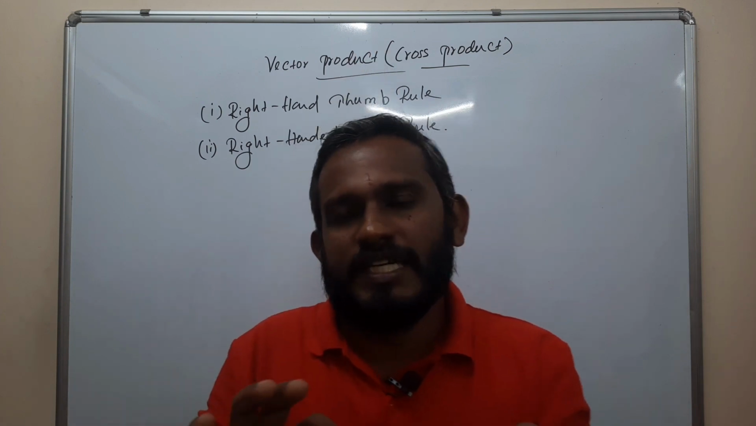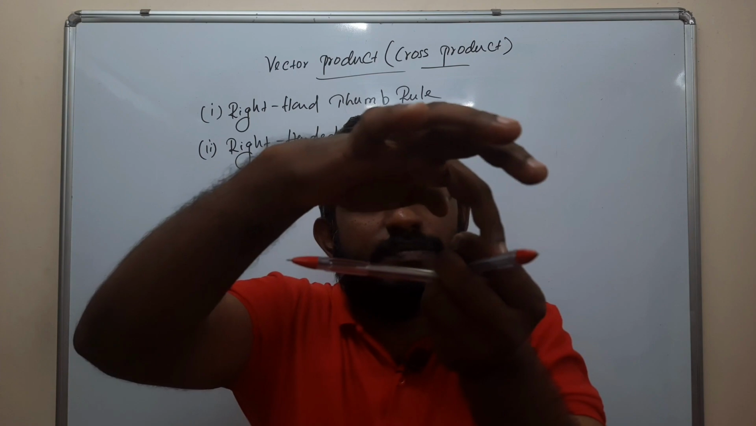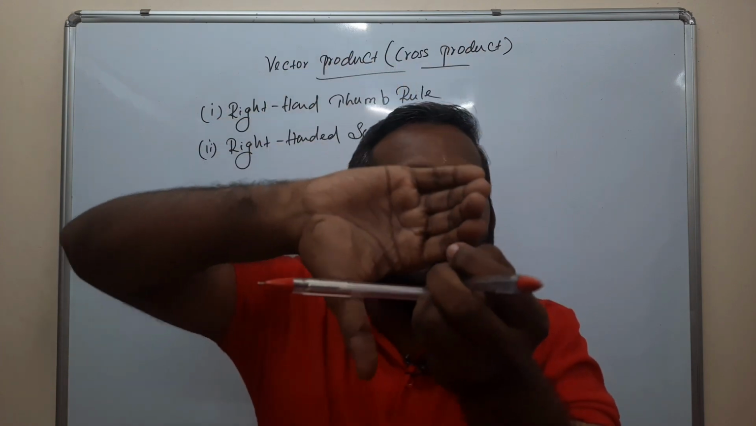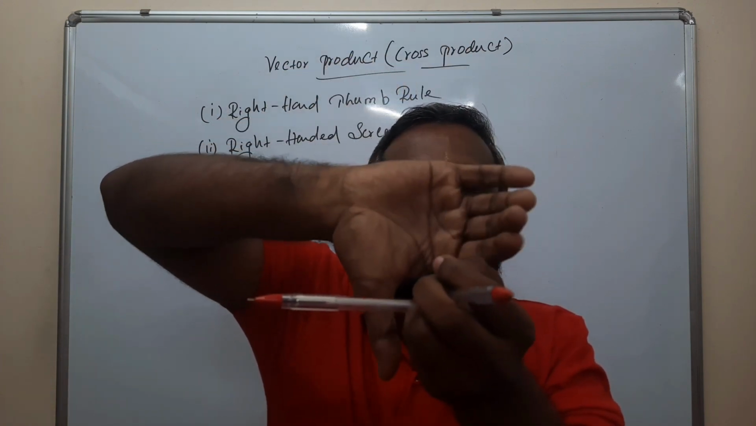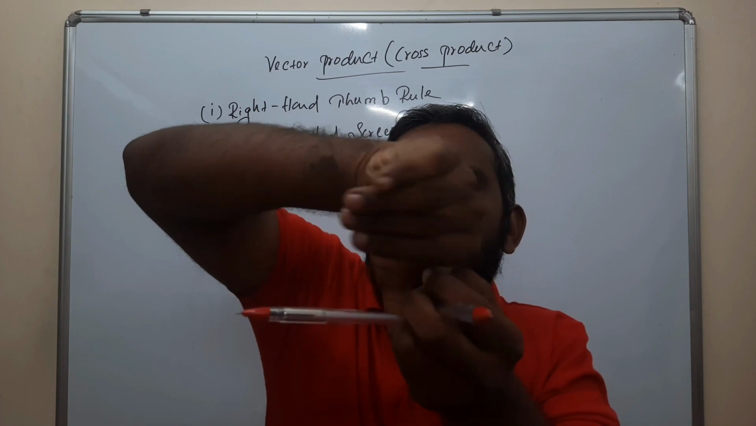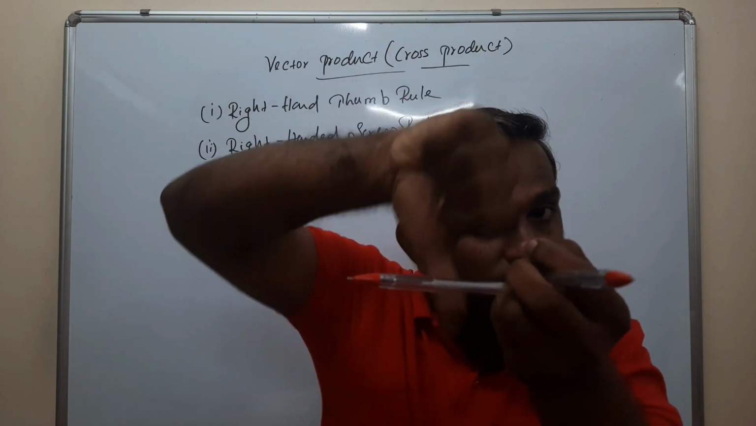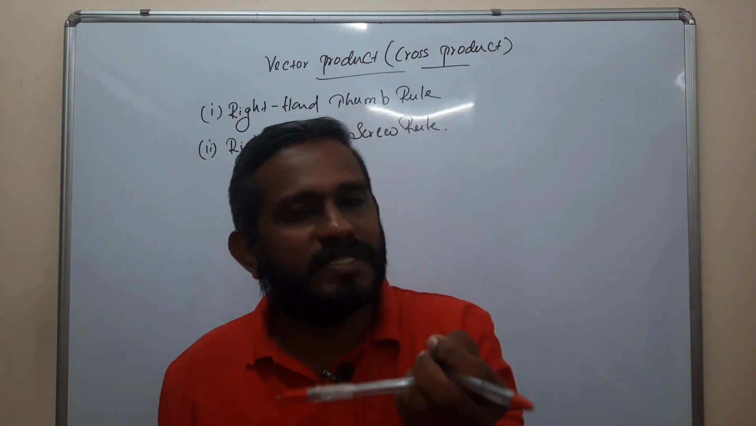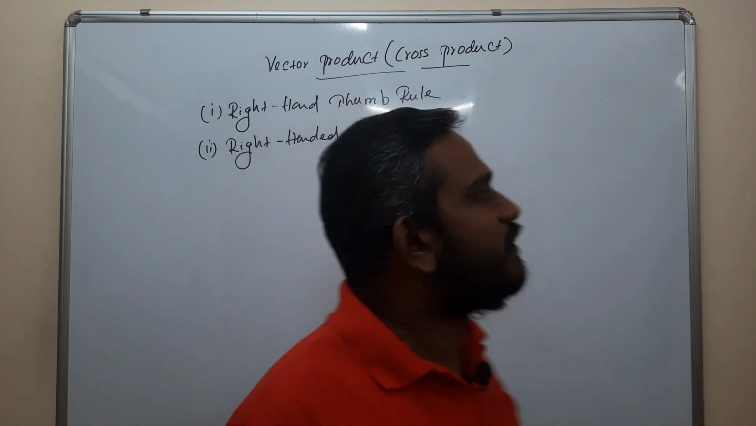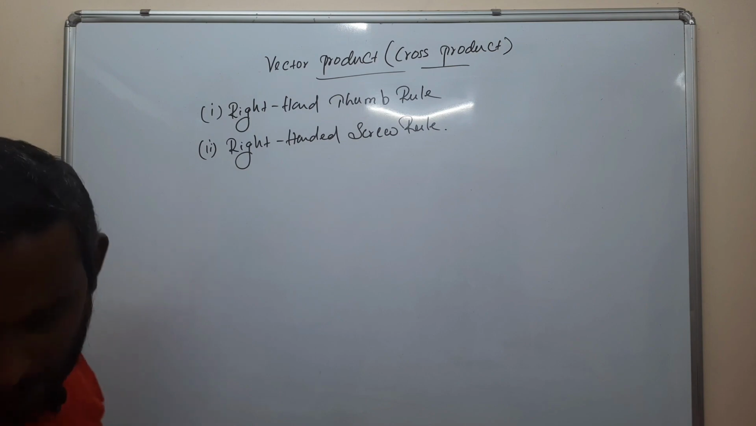Suppose you are finding B vector cross A vector. This is B vector and this is A vector. So curl your fingers from B to A. What is the direction of your thumb? The thumb is acting in the downward direction. This gives the direction of the unit vector. That is the right-hand thumb rule.